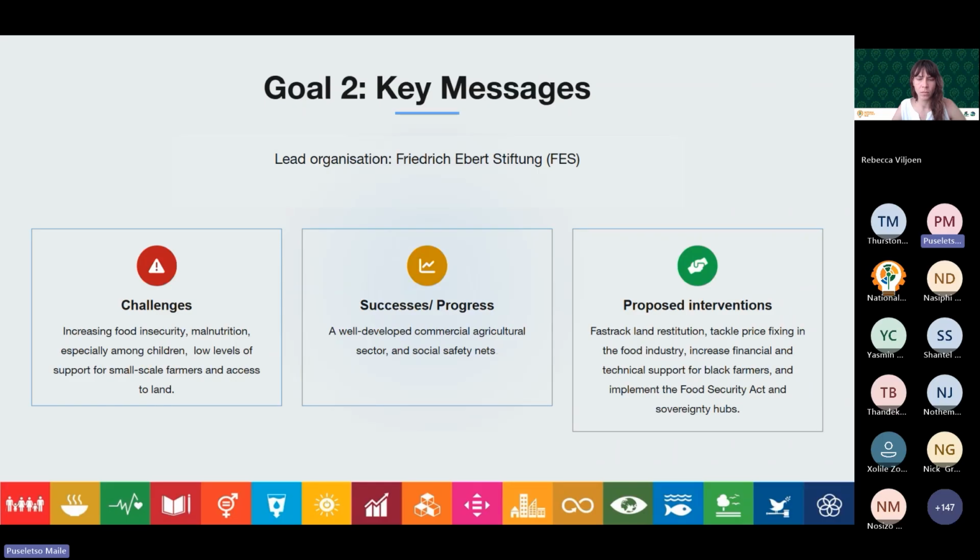The second goal in the People's Report was led by the Friedrich Ebert Stiftung first, and under the challenges, they identified increasing food insecurity, malnutrition, especially among children, low levels of support for small-scale farmers, and access to land as the challenges. Successes include a well-developed commercial agricultural sector and social safety nets. In terms of proposed interventions, we have fast-track land restitution, tackle price fixing in the food industry, increase financial and technical support for Black farmers, and implement the Food Security Act and sovereignty hubs.